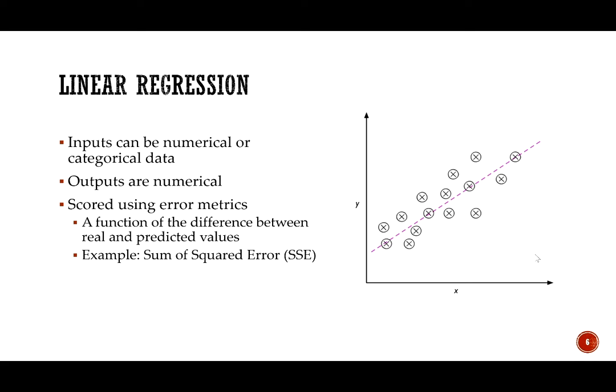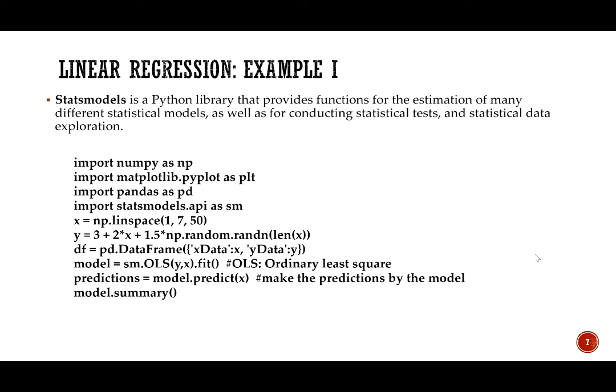It means that we can define a function which measures the error, for example, sum of a squared error, and based on that, we can estimate the coefficients. For linear regression models, inputs can be numerical or categorical data, but outputs are numerical. Now, let's look at the first example, and we want to use the statsmodels API to solve this problem or fit the regression model.